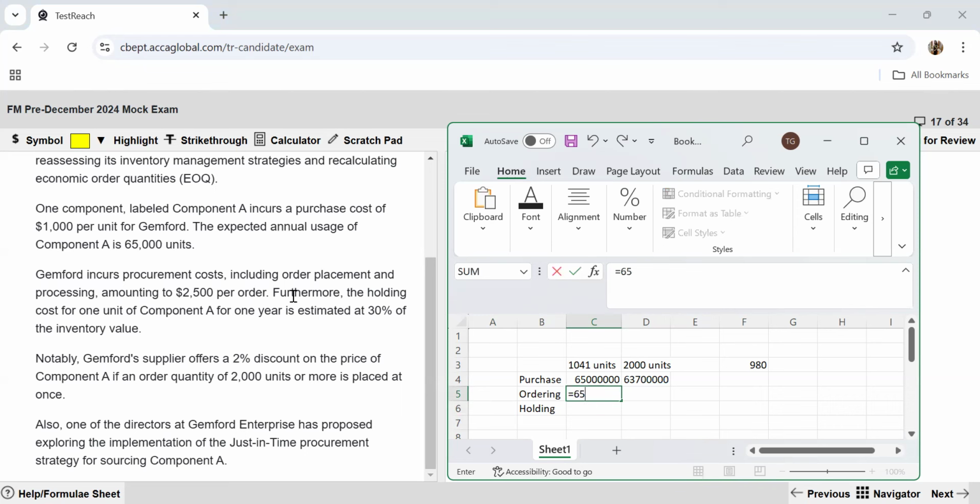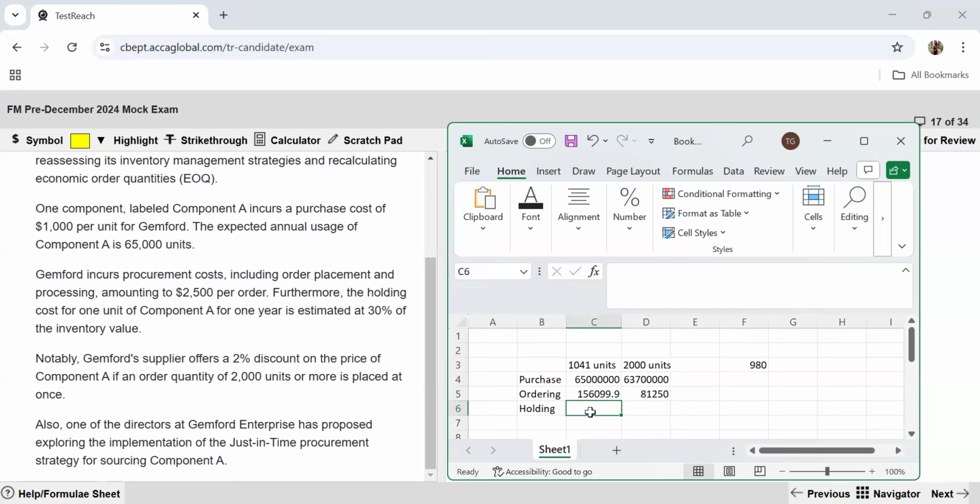65,000 is my total demand. So my number of orders will be 65,000 divided by 1041, which I'm ordering at once. And this needs to be multiplied by the order cost per order, which is $2,500. So this fraction will give me how many times I will order, and this is the cost per order. So my total ordering cost will look like this. Similarly, I will work it out for this one also. 65,000 will remain my annual demand, and I'm ordering 2,000 units at once. So this fraction gives me the number of orders, and it is 2,500 per order. So this is my ordering cost.